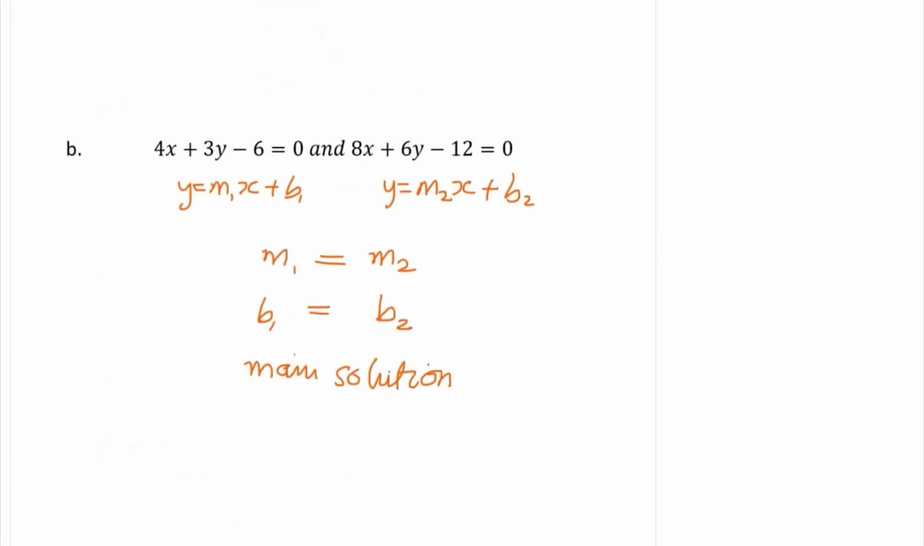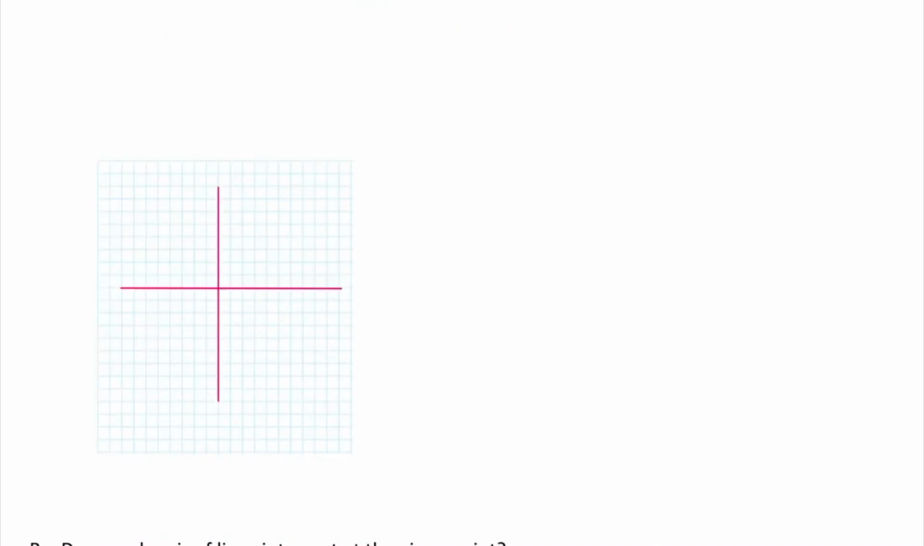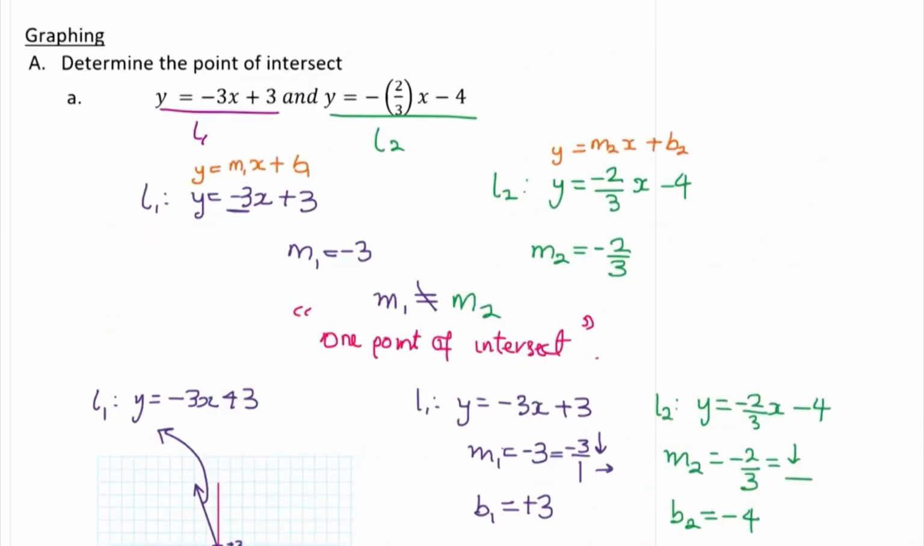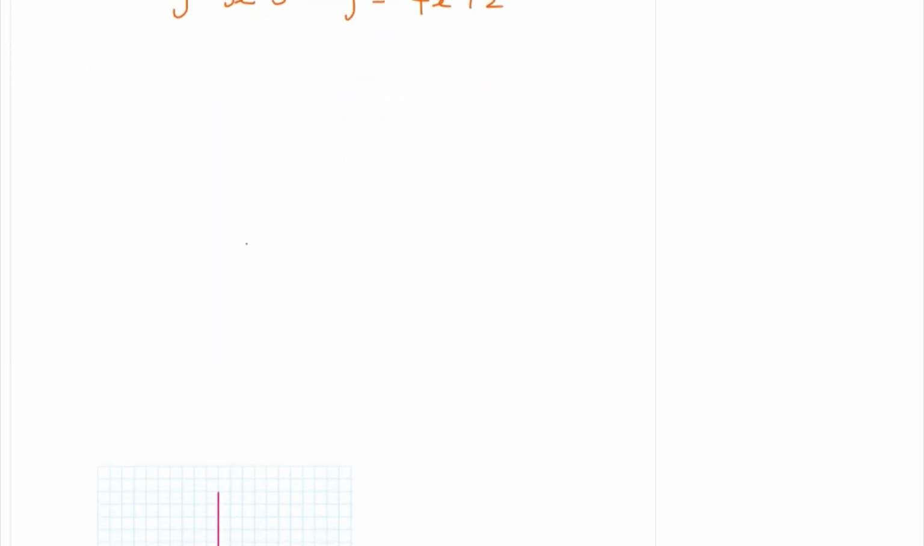So what I want you to do is to tell me what m1 and m2 are and what b1 and b2 are in this particular question. And for C, we have y = 3x minus 5... and this tells me that the y-intercept is positive 2 and our slope is negative 4. This tells us that the slopes are different and the y-intercepts are different. Therefore, this has one point of intersect, and if you draw your graph, you should find your point to be (1, -2) by performing the same strategy we did in question 1A. The only difference in this question is that you're not dealing with fractions, just whole numbers, so it's pretty easy to solve.